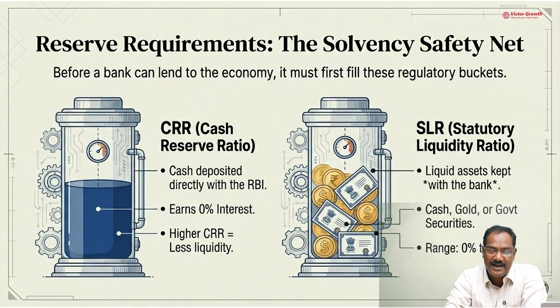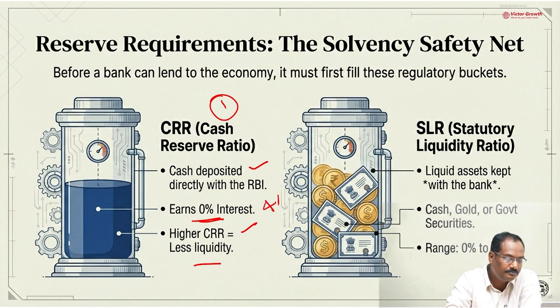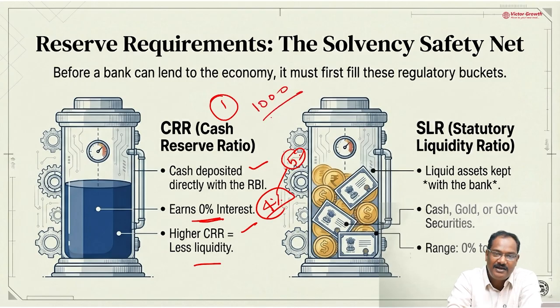which is not possible to lend. One among them is CRR, the cash reserve ratio. This is cash deposited directly with the RBI. There is no interest for this. Higher the CRR, lower the liquidity. It is normally 4%. If they increase it to 5%, then out of the 1,000 crore which you had, you have to keep more money with the RBI.